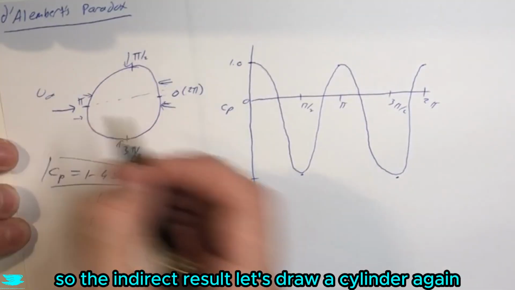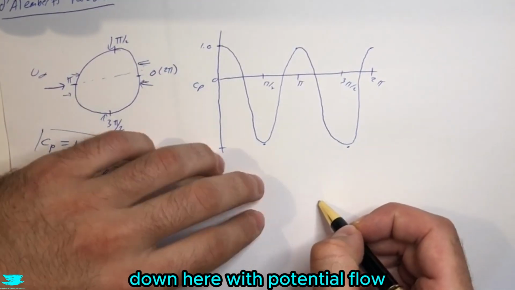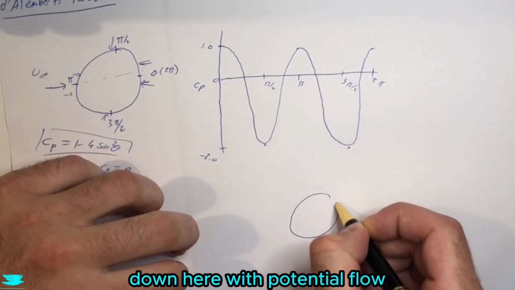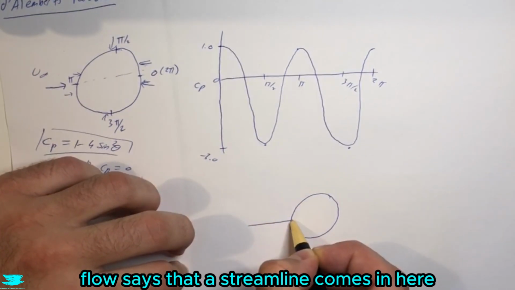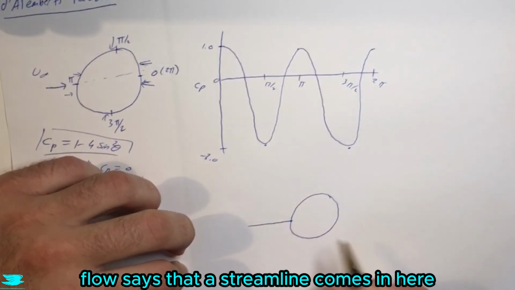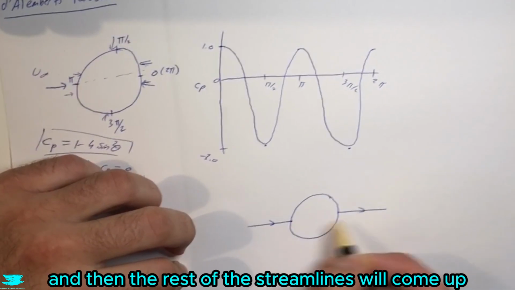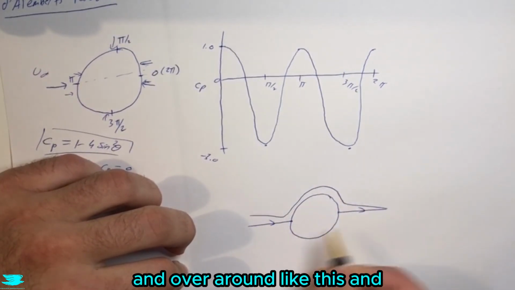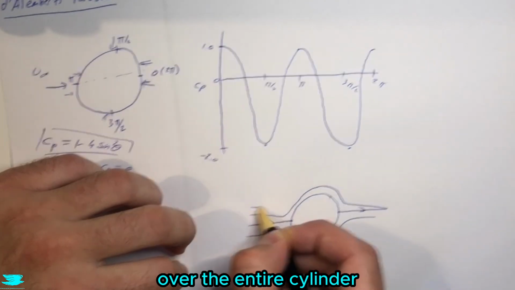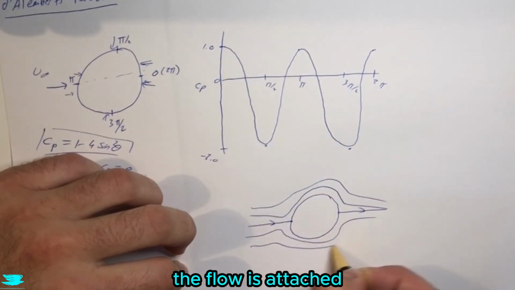So the indirect result, let's draw a cylinder again down here with potential flow. So the potential flow says that a streamline coming here, stagnate here, and then there'll be another stagnation point here, and a streamline coming out. And then the rest of the streamlines will come up and over around like this. And over the entire cylinder, the flow is attached.